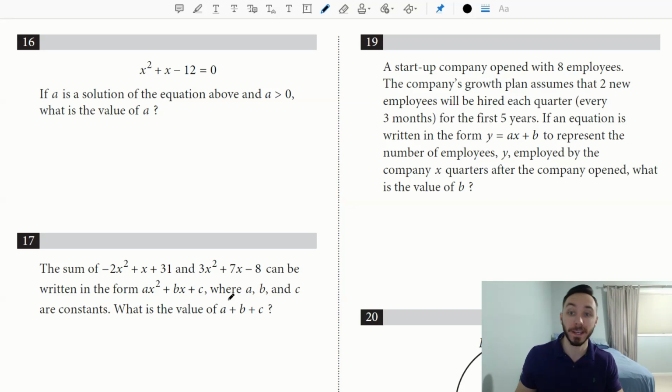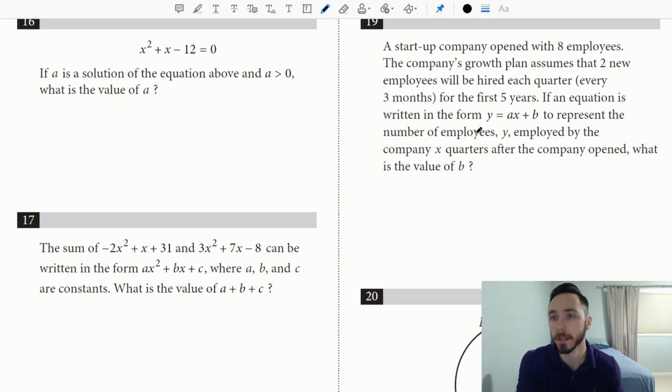Okay, so let's read this one. We actually can't work off the answers here, obviously, because it's free response. It says, a startup company opened with 8 employees. The company's growth assumes that 2 new employees will be hired each quarter. We may not have to use that, but every 3 months it tells you. It's giving you a lot of info for the first 5 years.